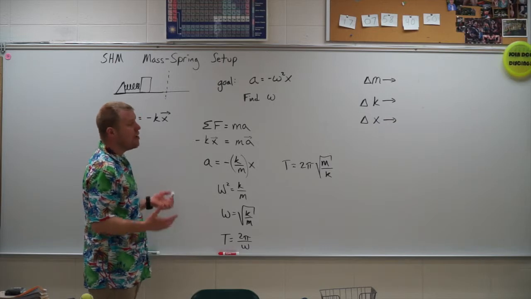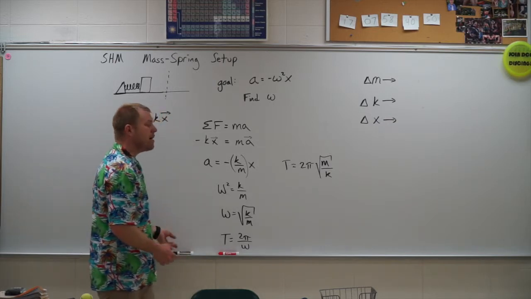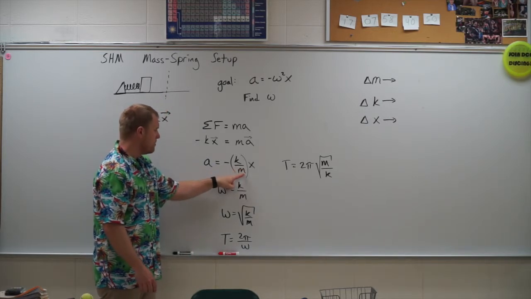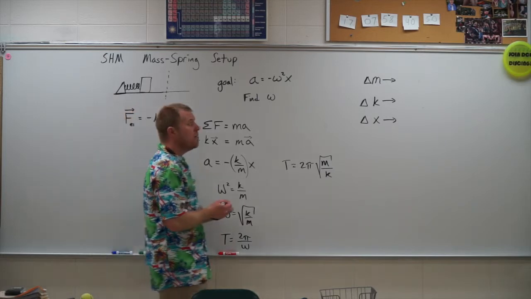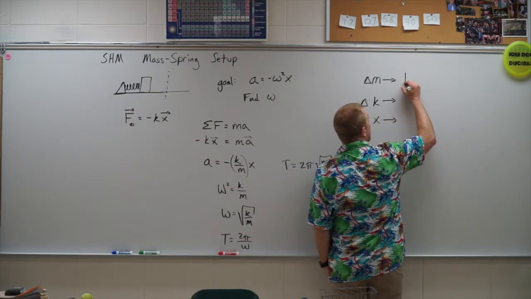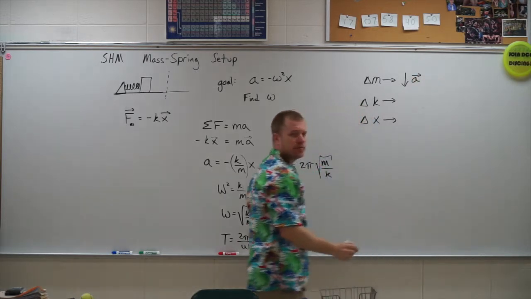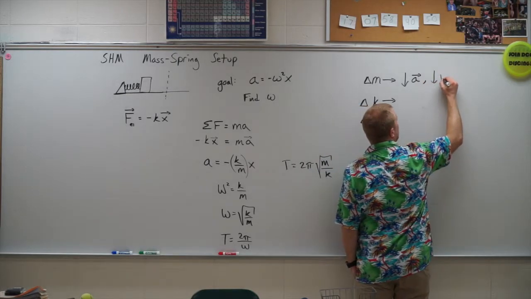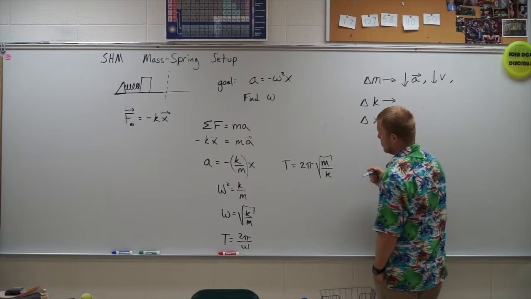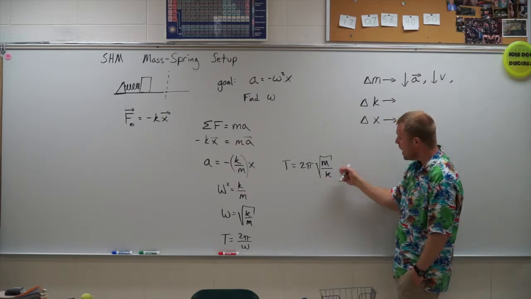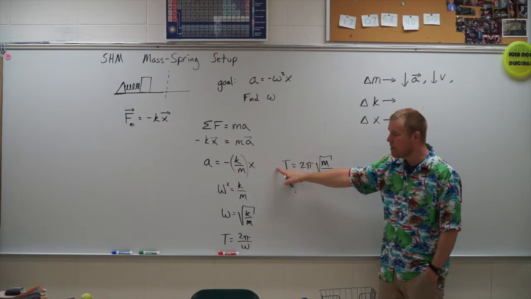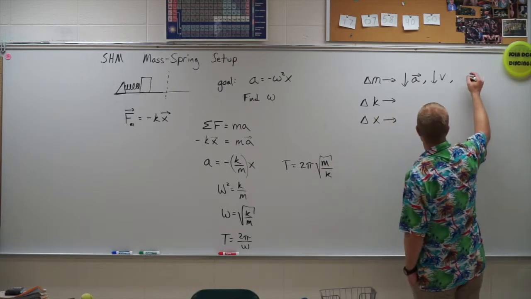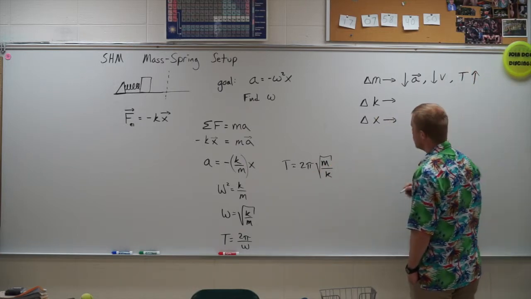So if I change the mass, if I give it more mass, so I make this mass term bigger on the bottom, which is an inverse relationship, my acceleration gets smaller. So I have a smaller acceleration value. Smaller acceleration value leads to a smaller velocity, which leads to a longer period, you would think. It would take longer. And yes, we see that if the mass increases, the period increases. It takes longer, so the period increases.